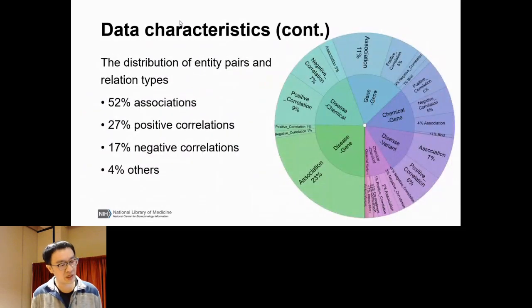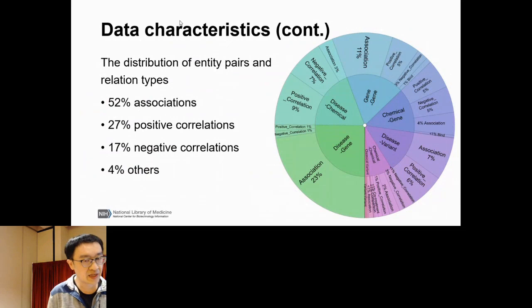The figure shows the distribution of entity pairs and the relation types. 52% are associations and 27% are positive correlations. 17% are negative correlations. The remainder are other relation types.